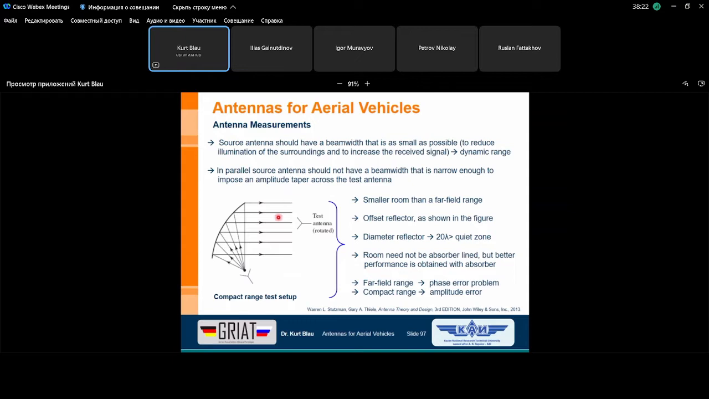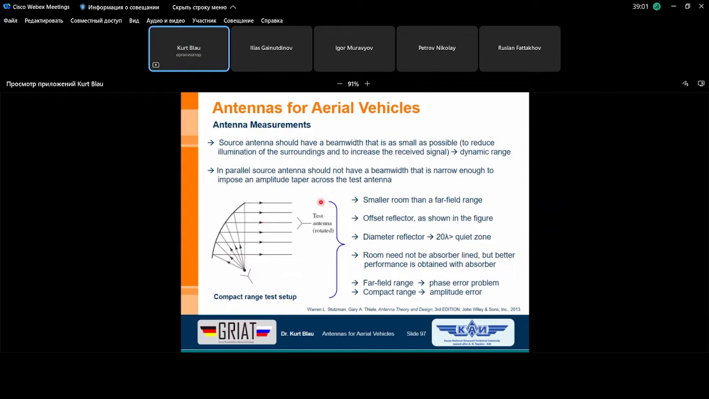But if you can realize such a shape, such a reflector, then you have the advantage that the measurement distance does not have to fulfill the far field conditions, because you have, in principle, a plane wave which goes to the antenna under test. So you can make the distance between the reflector and the test antenna very, very short, and so you can save space, where you can bring this arrangement into a large room.